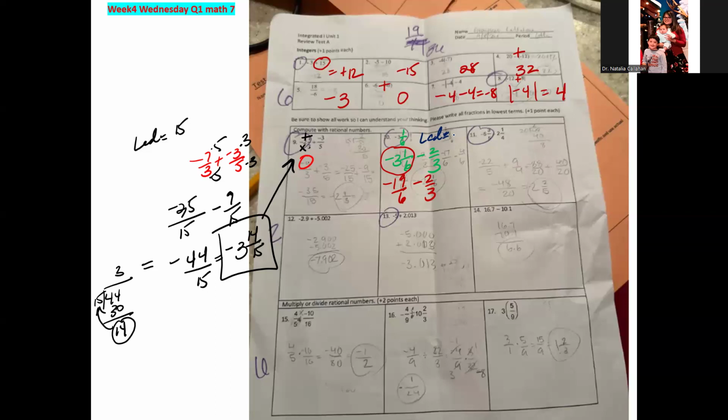Lowest common denominator. What is it? 6. Negative 19 over 6 minus times it by 2. 4 over 6. Negative 19 minus 4 is a negative 23 over 6. Six times 3 is 18. 5. Your answer is going to be a negative 3, 5, 6.